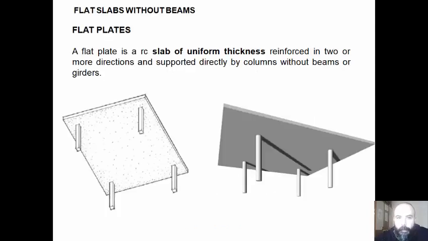Let's look at the types of flat slab reinforced concrete slabs. First we have flat slabs without beams. There are two types. The first one is the flat plate. A flat plate is a reinforced concrete slab with uniform thickness, reinforced in two or more directions, and supported directly by columns without beams or girders.